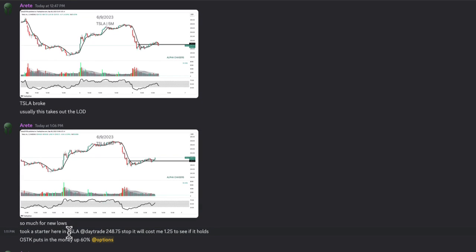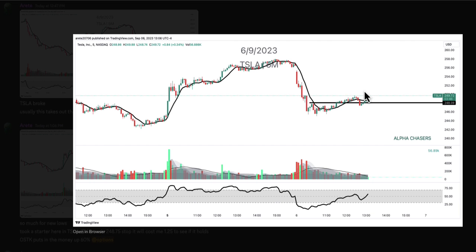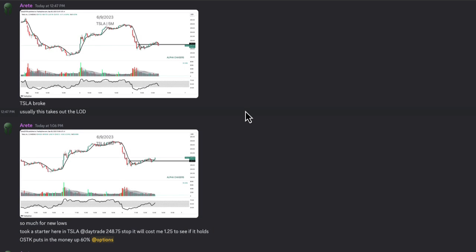new lows. Took a starter in Tesla, day trade. Let me see if it holds. These were overstock puts that we did well on today, but let's start here. So I map out the day trade and I just put the little alert out. I said it will cost me $1.25 to see if it holds, right? So this is where we're getting in. It's costing me $1.25, low of that bar, and that 9 EMA is where my head was.